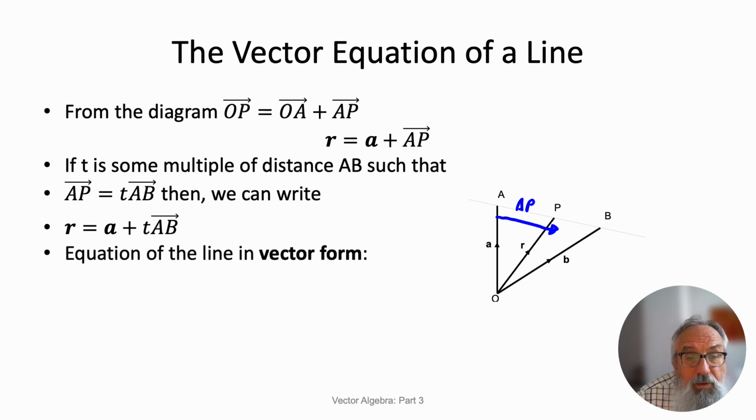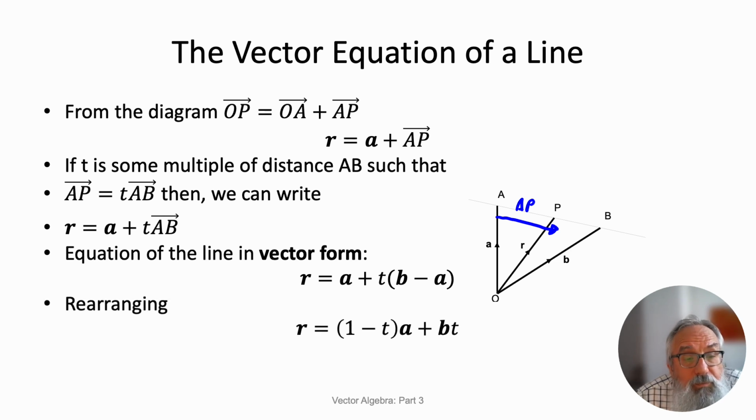And it turns out that this is the equation of our line in vector form, because AB equals B minus A. That's our equation of a line in vector form. Actually rearrange it slightly to make it a little bit more convenient to use, but there we have an equation of a line in vector format. Quite different to y equals mx plus c, but that's the form. It's an infinitely long line, so t can go to minus and plus infinity.